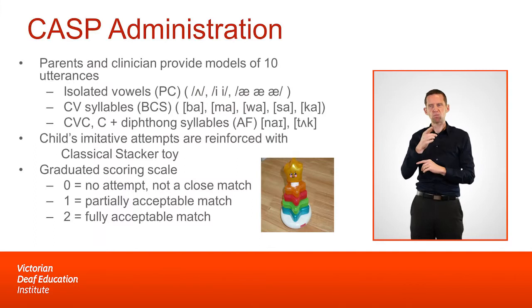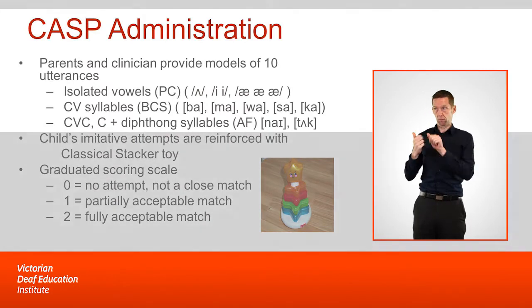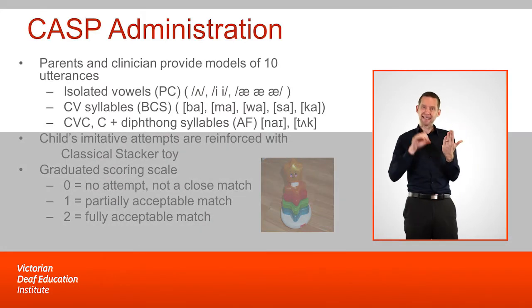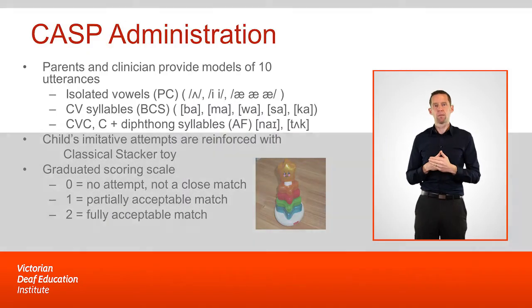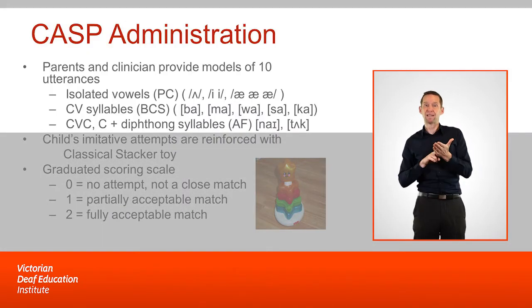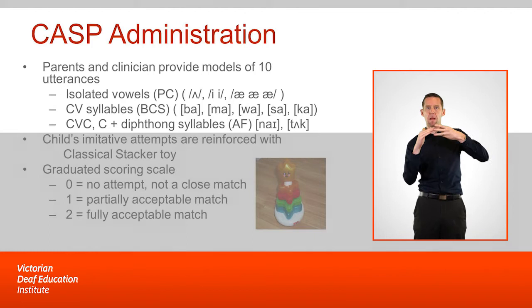Well, parents and clinicians work together, and they provide 10 utterances as models. They have isolated vowels from the pre-canonical level. Those would be i, u, and a. And then we have CV syllables from the basic canonical syllable level: ba, ma, wa, sa, and ka.